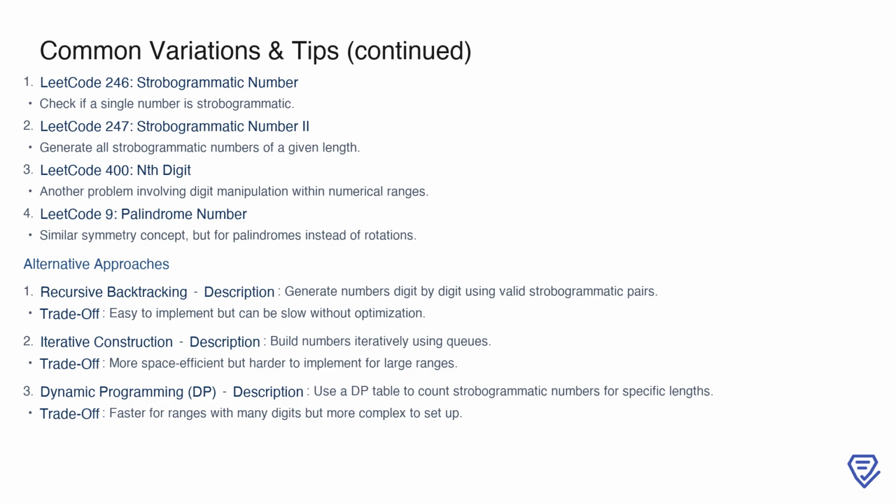Recursive backtracking allows you to generate numbers digit by digit using valid pairs, though it can be slow without optimizations. Iterative construction, on the other hand, uses queues to build numbers and is more space efficient, but it can be challenging to implement for larger ranges. Dynamic programming is another option, where you use a table to count strobogrammatic numbers for specific lengths. While this approach is faster for ranges with many digits, it requires more setup and complexity.